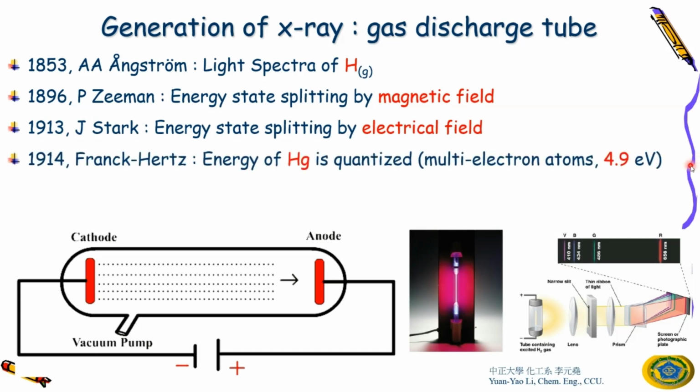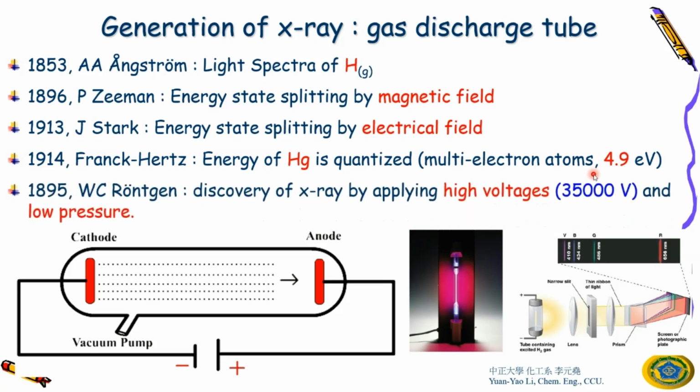And in 1914, Franck and Hertz, instead of using hydrogen, put mercury into this gas discharge tube and found that multi-electron atoms also show quantum behavior. We call it quantized. The energy is quantized, about 4.9 electron volt for 1 electron.